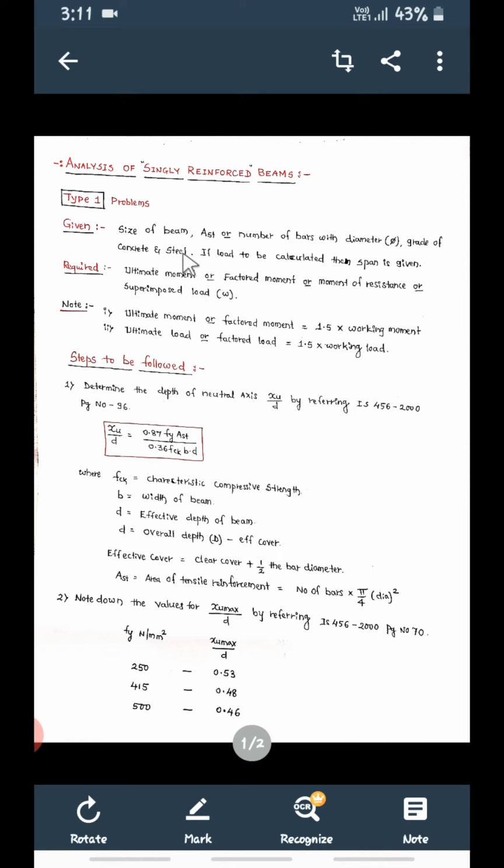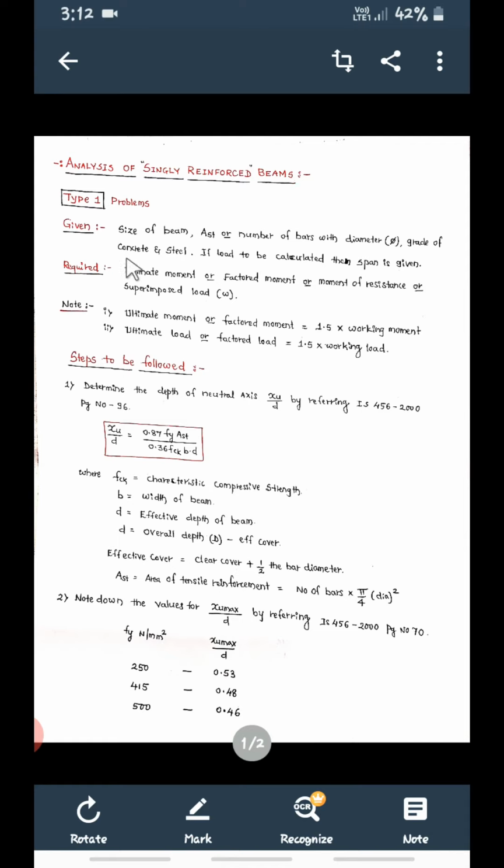Today we're going to see how the singly reinforced beam will be analyzed. That is, analysis of singly reinforced beam. Already we know what we mean by singly reinforced beam. The beam in which the reinforcement is provided only on the tension side. The beam in which the reinforcement or steel bars are provided only at the tension zone is called a singly reinforced beam. Means reinforcement will be provided only on one side, that is at the bottom of the beam. That is called a singly reinforced beam. How this beam will be analyzed, we're going to see.